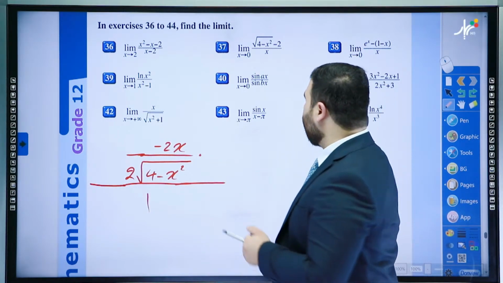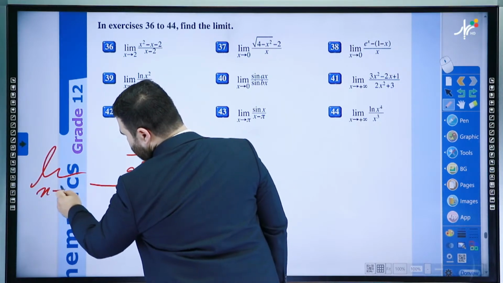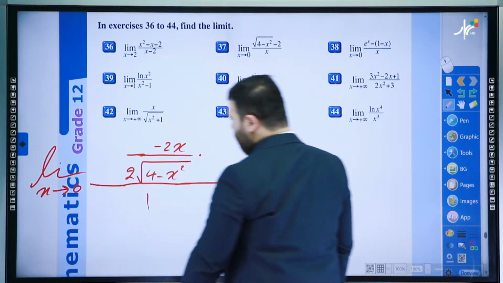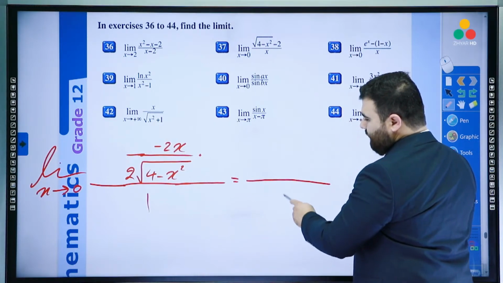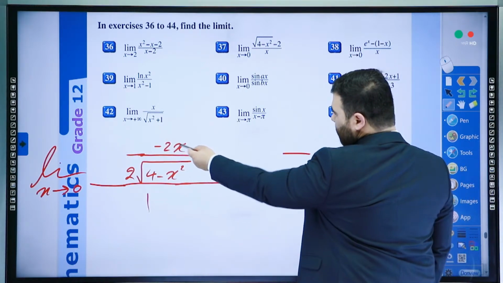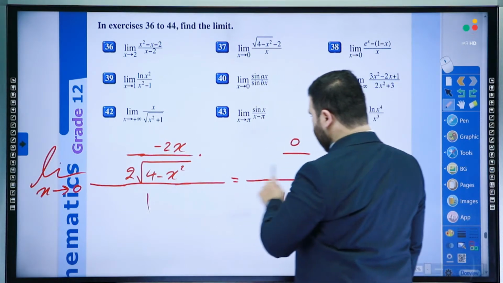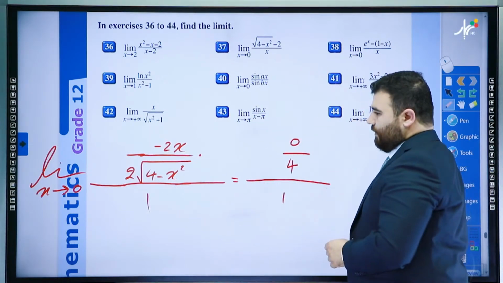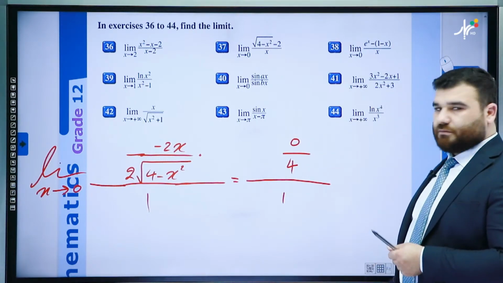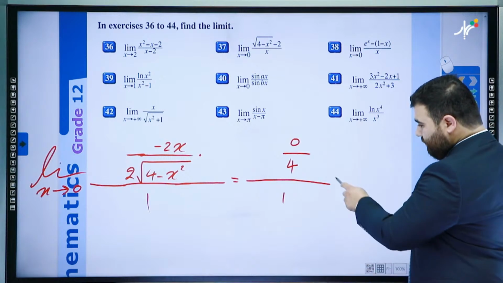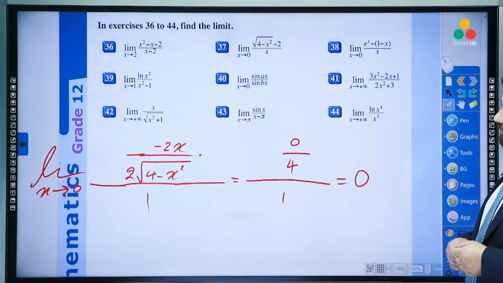It's okay. Now we replace x with 0. Limit x tends to 0 is, down is 1. This up negative 2 times 0 is 0. And this will be 0. 0 power 2 is 0, then down will be 4. Square root of 4 is 2. 2 times 2, 4. 0 divide 4, 0. 0 divide 1, 0. So the answer of this limit is 0.